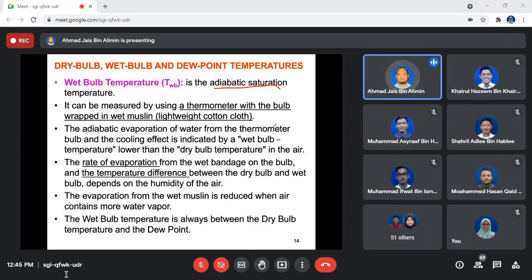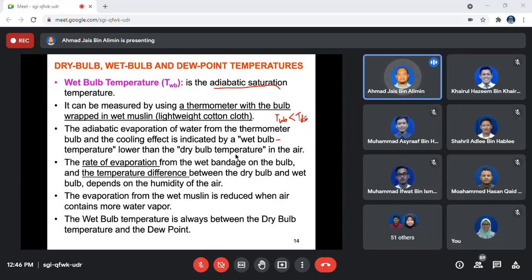The wet bulb temperature is lower than the dry bulb reading. The rate of evaporation from the wet bandage on the bulb, and the temperature difference between the dry bulb and the wet bulb, depends on the humidity of the air. Kadar penjejatan air daripada selaput yang basah bergantung kepada kadar kelembapan sekitaran. It really depends on the humidity of the air.